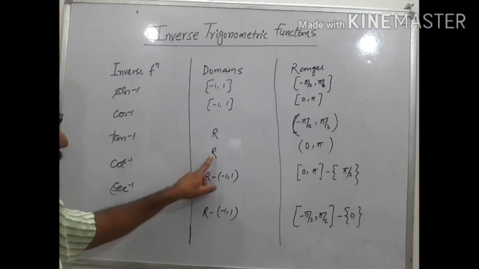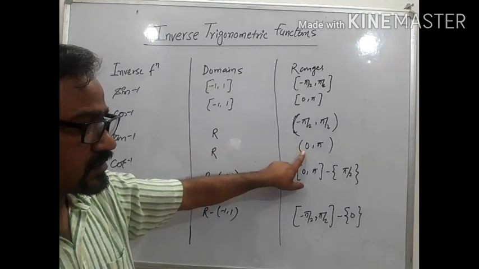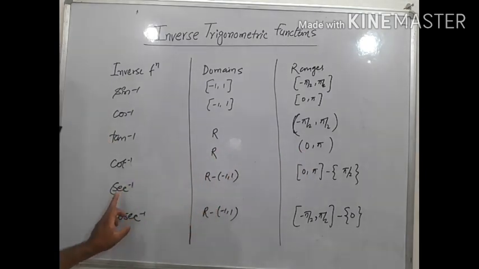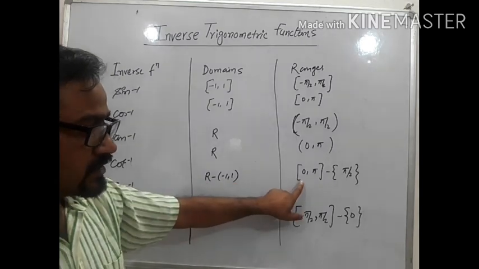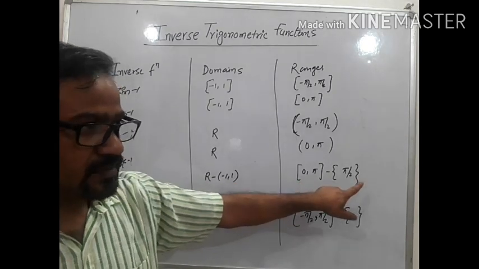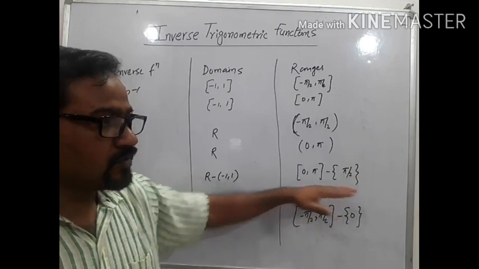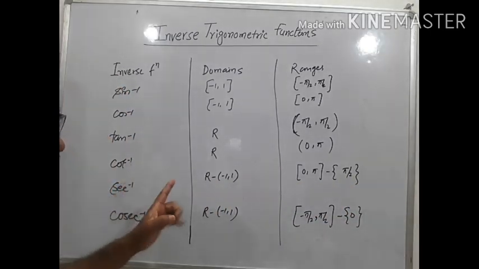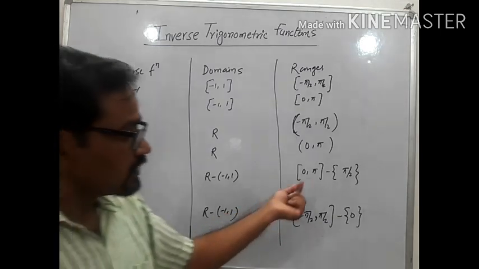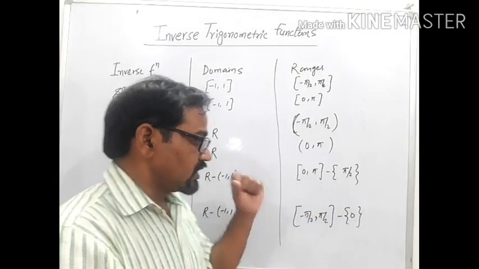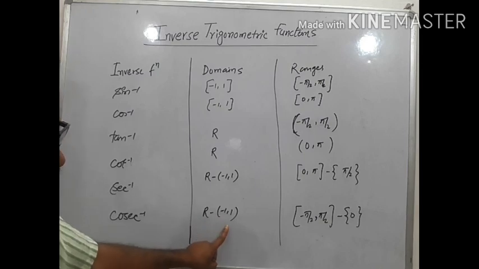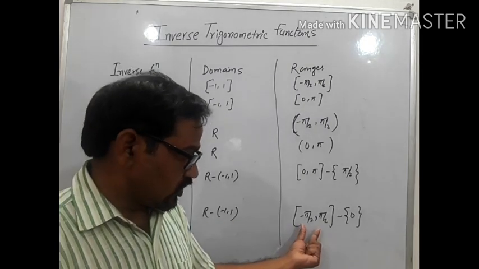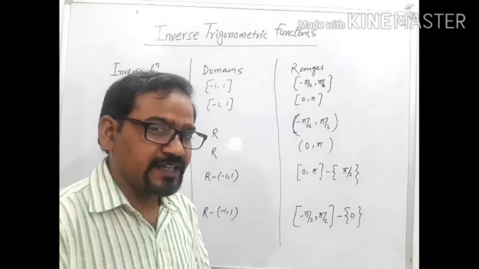Cot inverse, domain real numbers and range 0 to pi in open interval. Sec inverse, domain R minus the open interval -1 to 1, and range 0 to pi closed interval, minus pi by 2. Since at pi by 2 sec is infinite, it is excluded from this interval. Similarly, cosec inverse, domain R minus -1 to 1, and the range is -pi by 2 to pi by 2 minus 0.